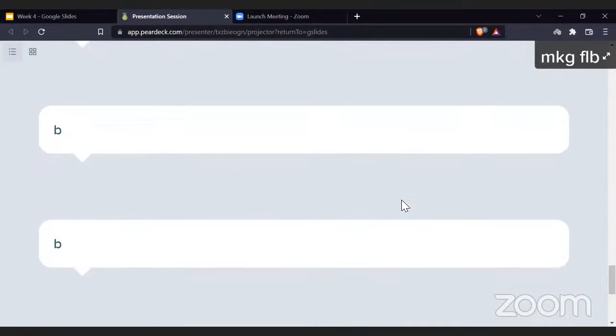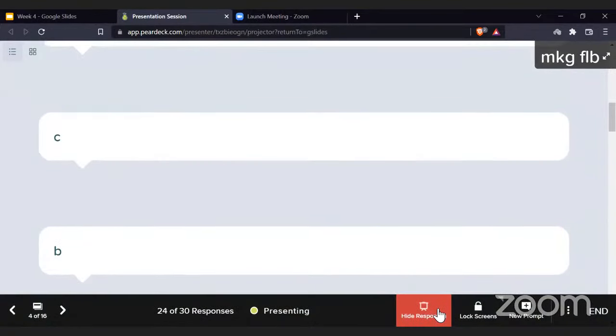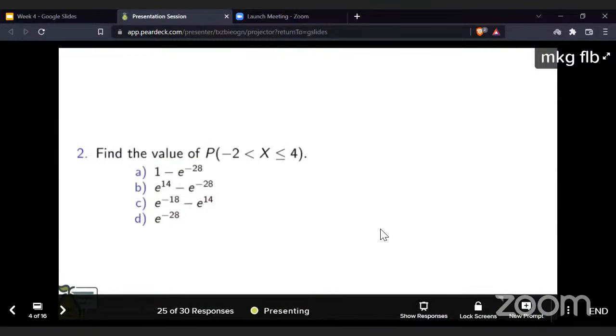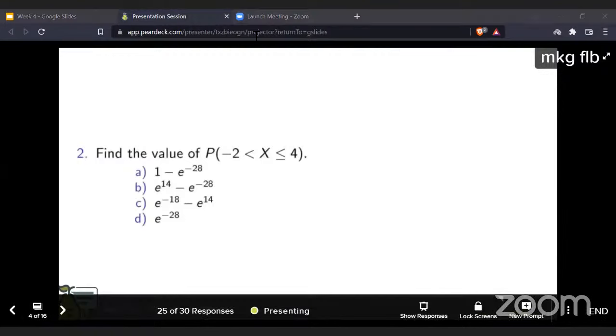Again, most of the people here have answered B. So how did you find this value, the probability that x lies between minus 2 and 4? It is F of 4 minus F of minus 2. So what is F of 4? F of 4 is 1 minus e raised to minus 28. And what is F of minus 2? 1 minus e raised to 14.